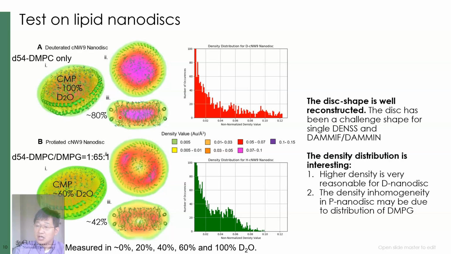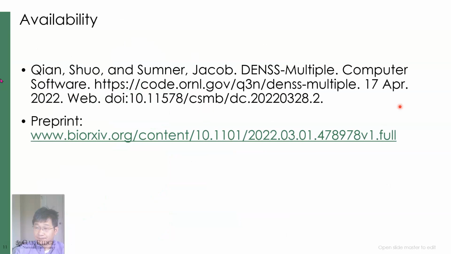The center part of the structure has slightly higher density than the outer part. And the second nanodisk is a mixture of deuterated lipids and protiated lipids with protiated membrane scaffold protein at a contrast match point of 42%. As you can see, the distribution of the lipids inside this nanodisk is not uniform. We think that inhomogeneity inside this nanodisk might be due to the distribution of the DMPG.